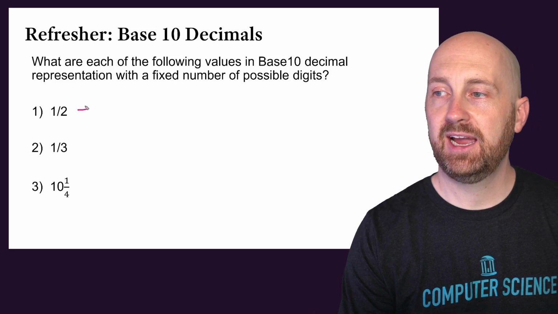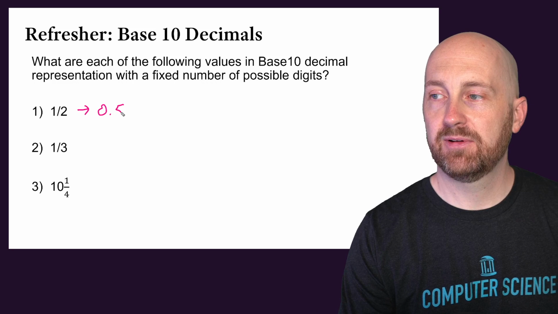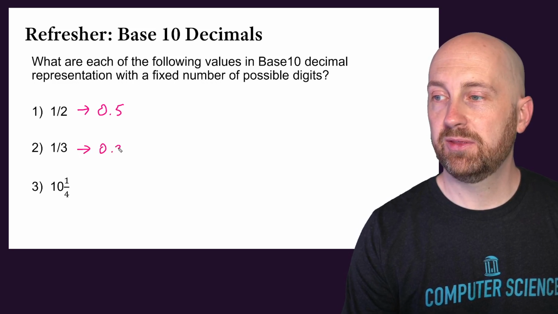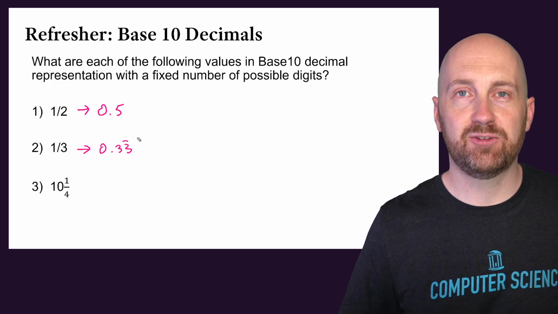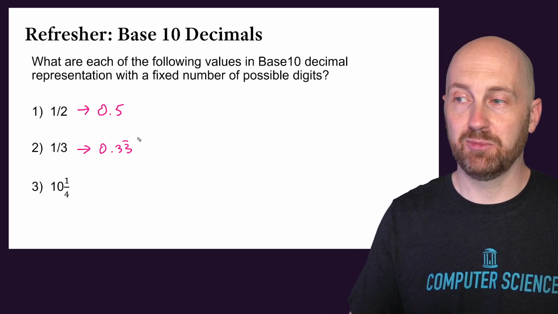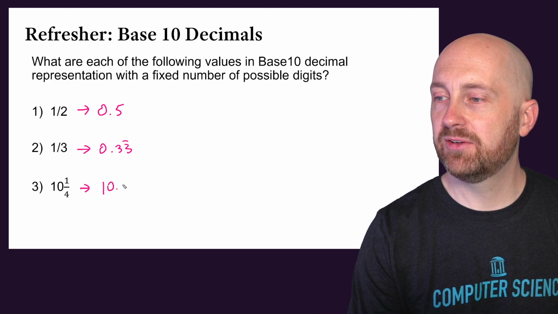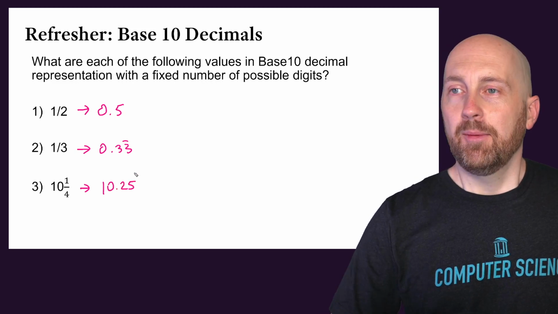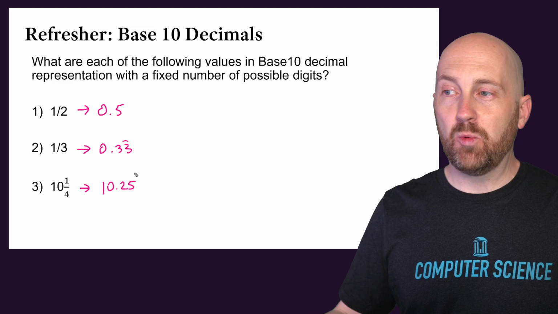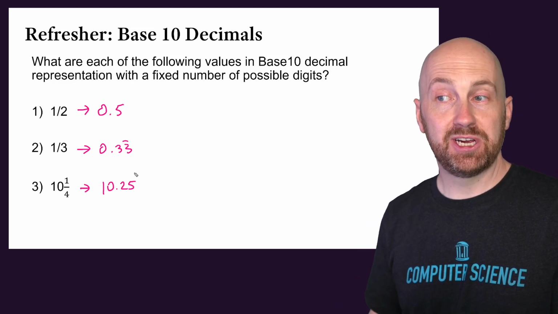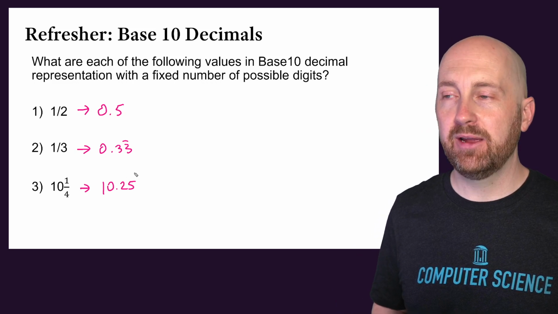We know that 1/2 is 0.5 in decimal notation. 1/3, the fraction, is 0.3, and then the 3 is repeating, right? So we've got a non-terminating repeating decimal number. And 10 1/4 here is 10.25. How did we get from 1/2 to 0.5? There wasn't even a 5 in the original encoding of 1/2, right?